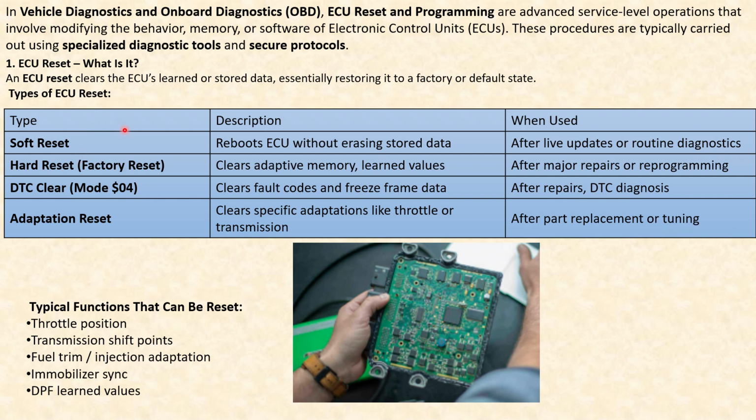Okay, so these are the various types of resets, and in this table you can see when the corresponding reset is used. Now, what are the typical functions that can be reset? The most important function is throttle position, and I already mentioned the importance of throttle position as far as emissions are concerned. Transmission shift points, fuel trim, injection adaptation, immobilizer sync, and DPF learned values. As you can see, out of these six, three correspond to emission control.